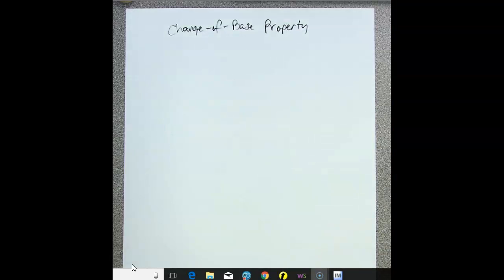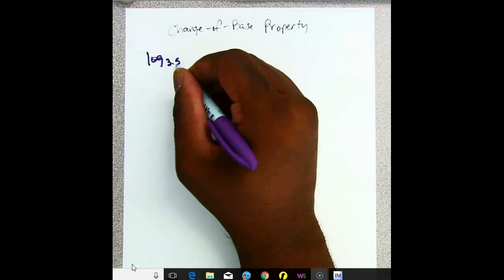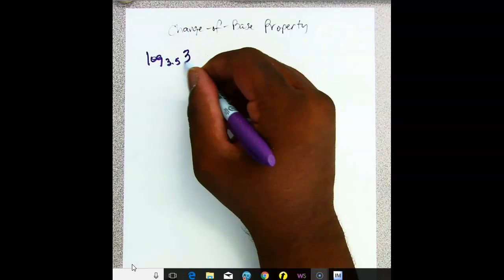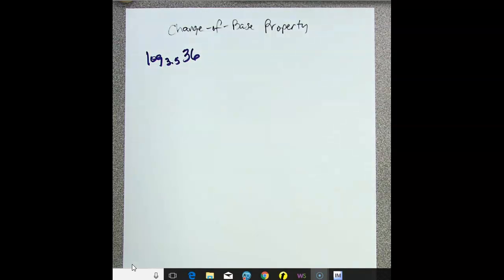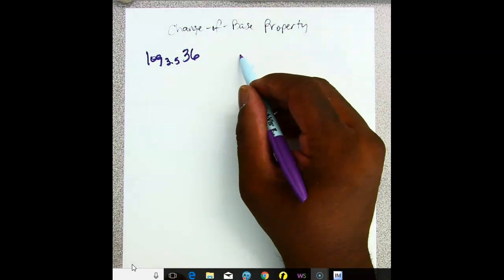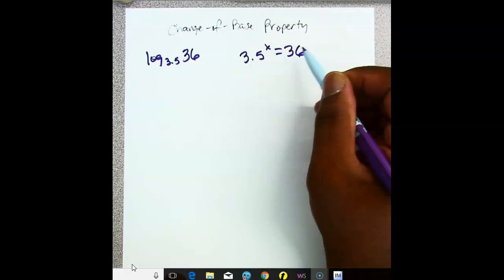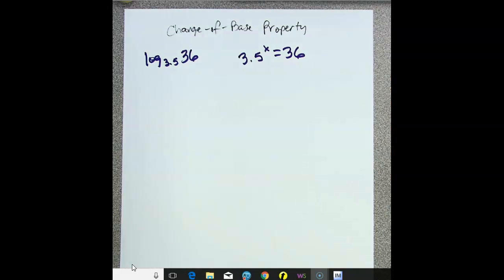So, our change of base property. Let's say we want to evaluate the log base 3.5 of 36. What we know is that to write this as an exponential, this would be 3.5 to the x is equal to 36.